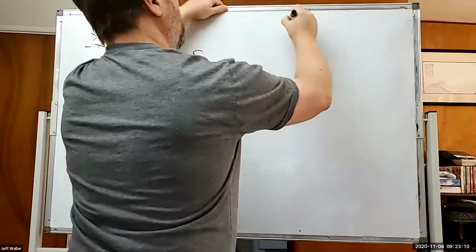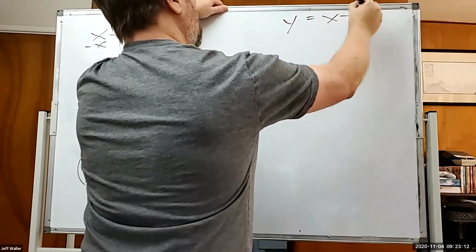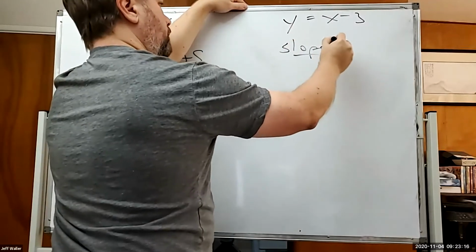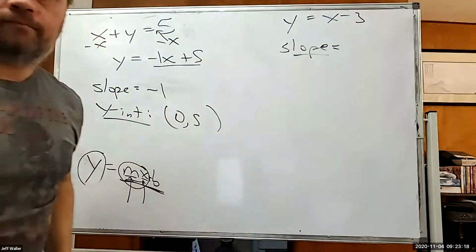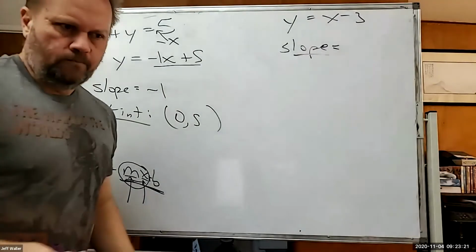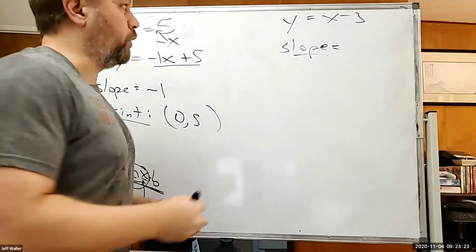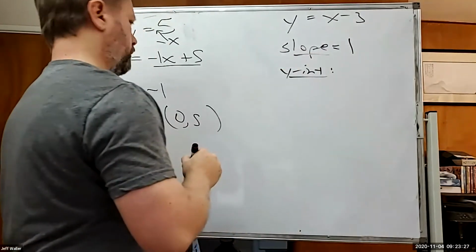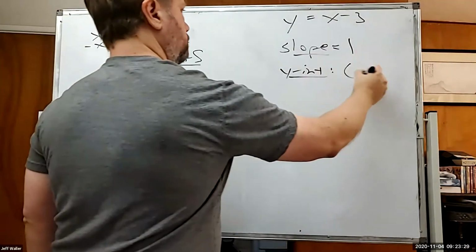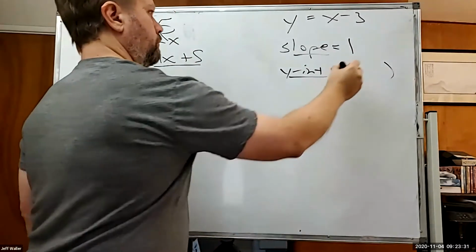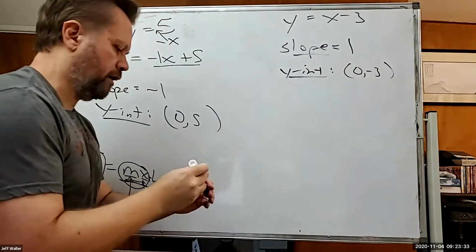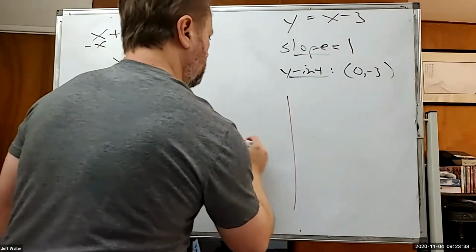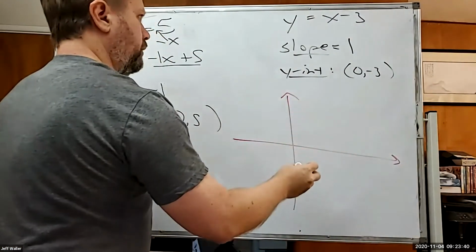Let's put it back up here. So what's the slope here? 1. I like it. And what's the y-intercept? 0, -3. Kick ass. All right, so now, if we graph, ooh, hot pink. Let me see, what do I have here?